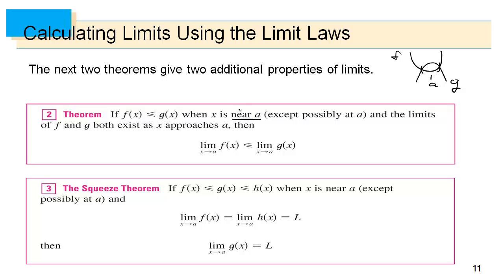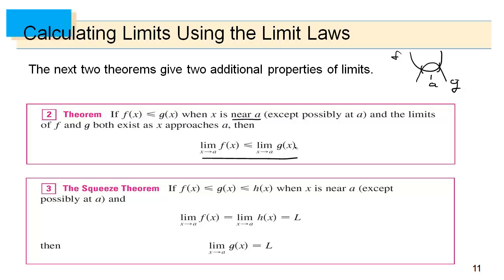Where x is near a, except, and it always is except possibly at a. It doesn't have to be true at a, because remember, when we're dealing with limits, we don't care what happens at a, just what happens close to it. If we have this kind of relationship between the two functions, then we know we have the same relationship between their limits. Again, it's very intuitive, just like the rest of the limit laws.